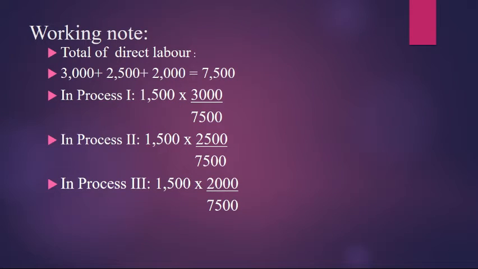Now, likewise, as we said earlier, the working note for the overhead expenses includes the total direct labor, which amounts to 3000 plus 2500 plus 2000, that is, the three labors total 7500. In process 1, the overhead amounts to 1500, that is the total overhead, times 3000, that is process 1's direct labor, divided by 7500. Likewise, process 2 and 3. We'll see this in detail in the next slides.